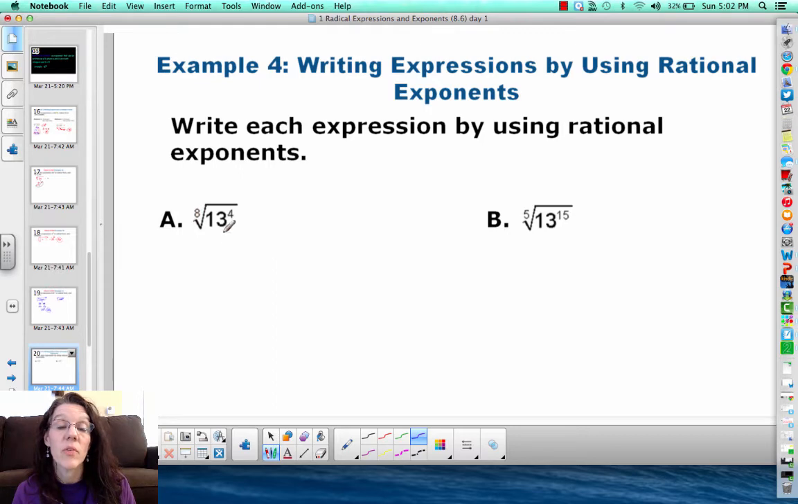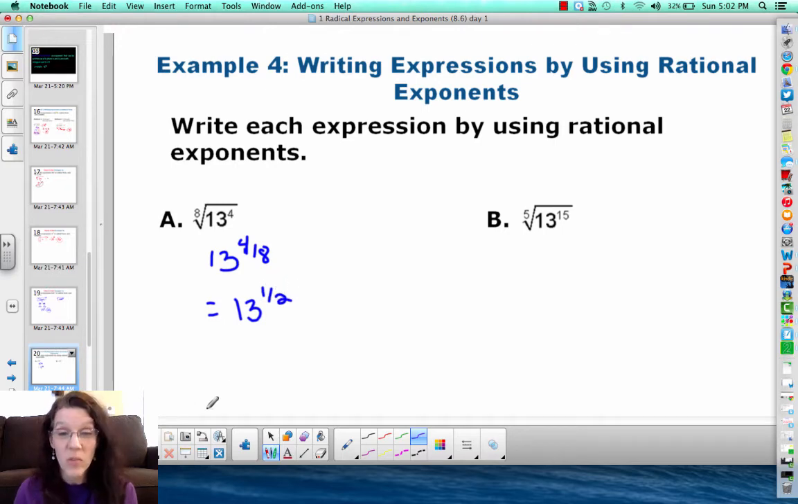Okay. 8th root of 13 to the 4th power. Now we're going to do this one the opposite way. We're going to write this in exponential form, with a radical exponent. This is my power, this is my root. So that says 13 to the 4/8 power. I can simplify 4/8 though. That is 13 to the 1/2 power.